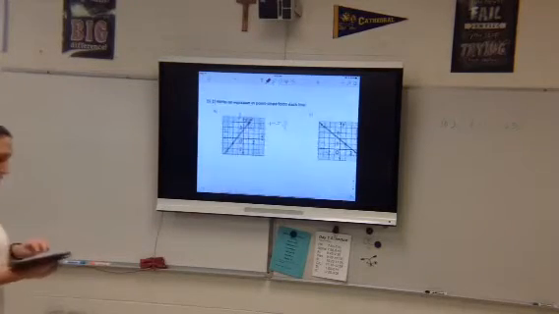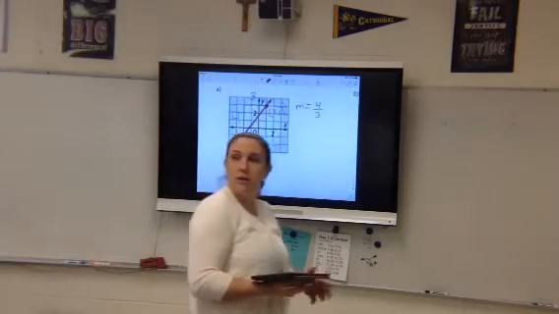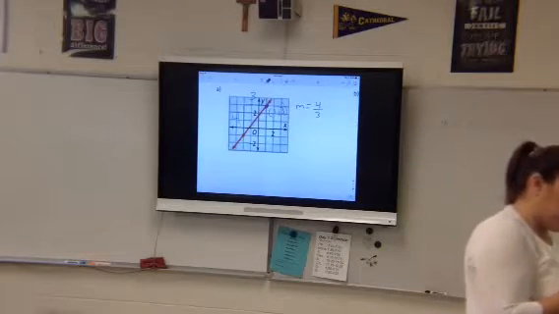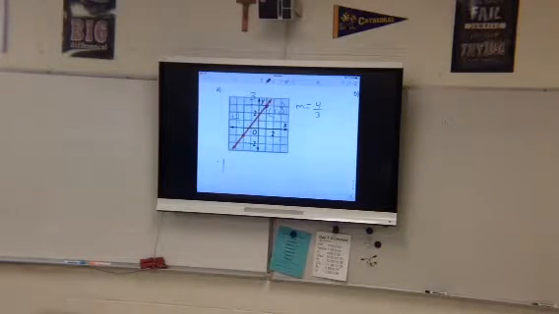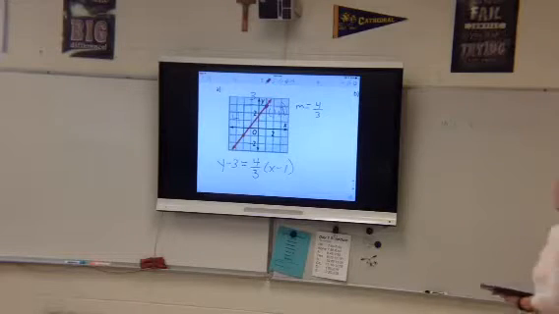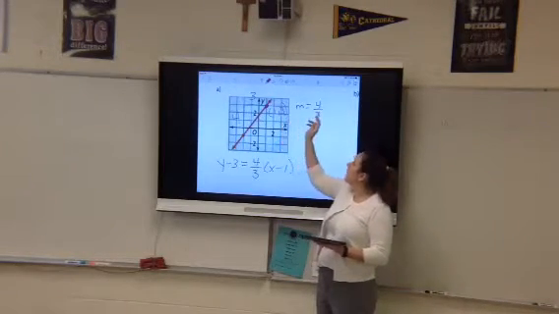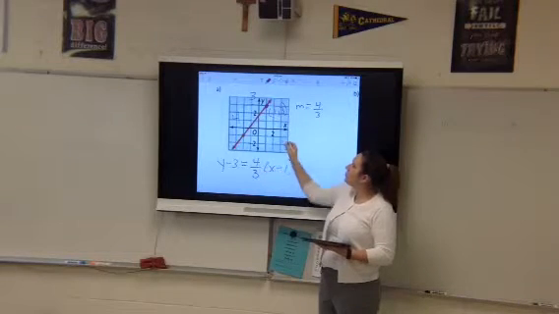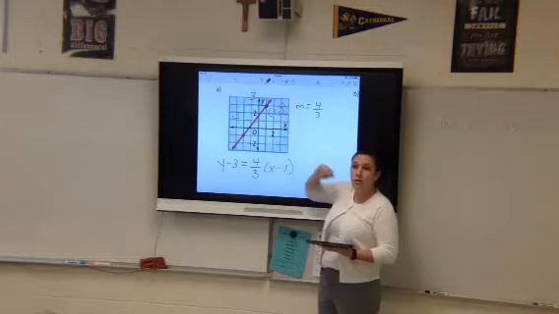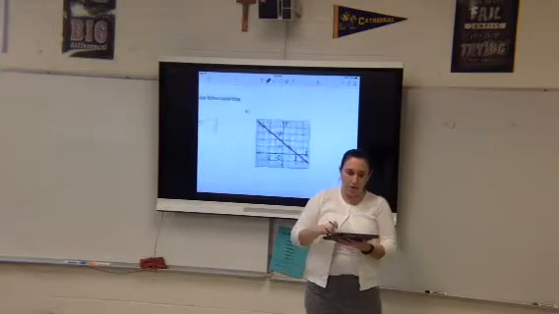All right, does anybody have an answer here they want to try? Okay, Delana, what do you got? Y minus 3 equals 4 over 3 in parentheses x minus 1. What do you guys think about our answer? Yes, that looks pretty good. So y minus your y value, which was 3, m, and then x minus your x value, which was 1.